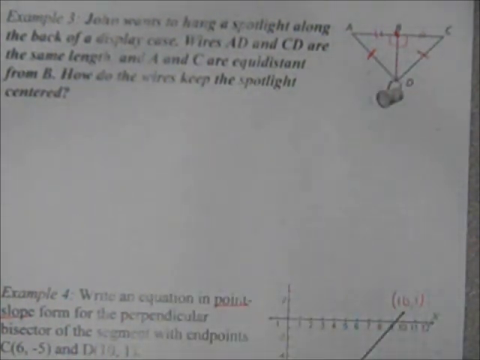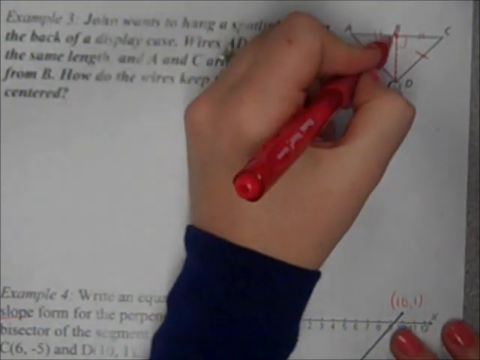So one way that's really easy to look at this since we just studied this is to look at the two triangles. Maybe get a different color. The two triangles on each side.